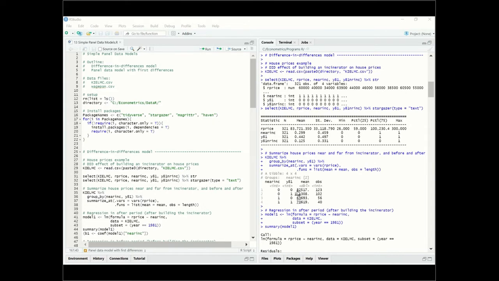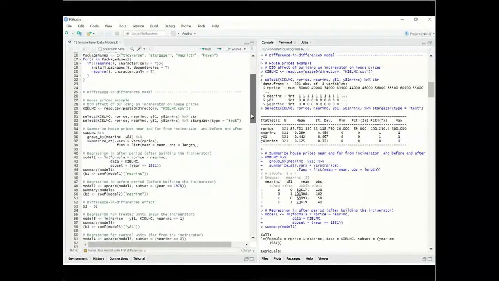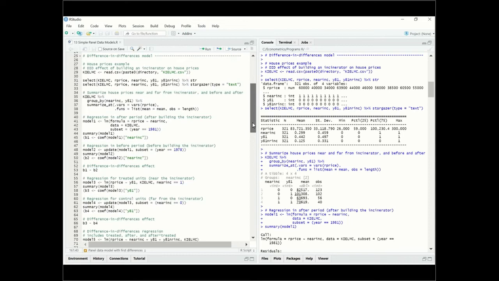But we saw this trend also in the before period, that house prices for those that are near the incinerator are lower than those that are far from the incinerator. So again, the question remains open. Did building of the incinerator reduce house prices? This is what we want to answer here. So let's do it first the slow way, and then we will do the difference in differences model.